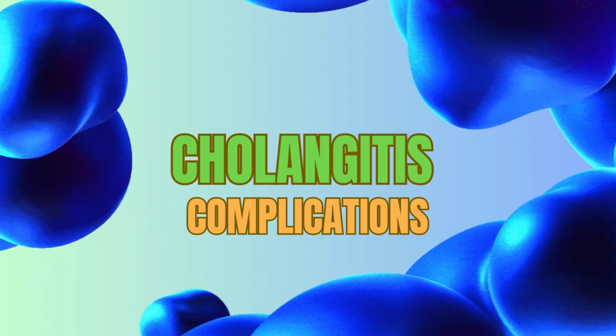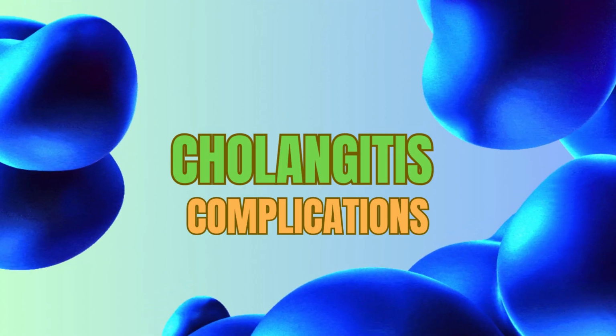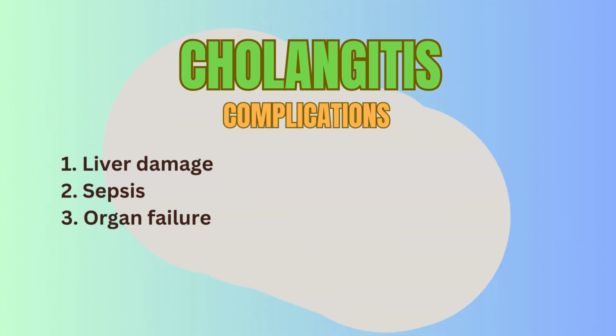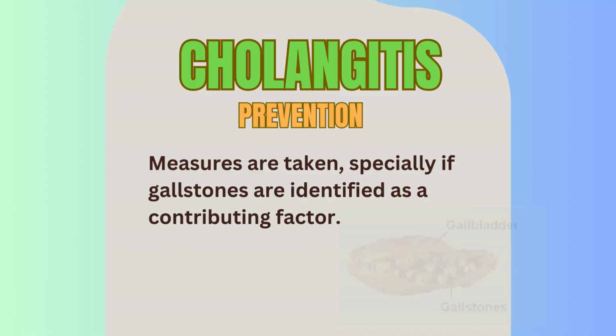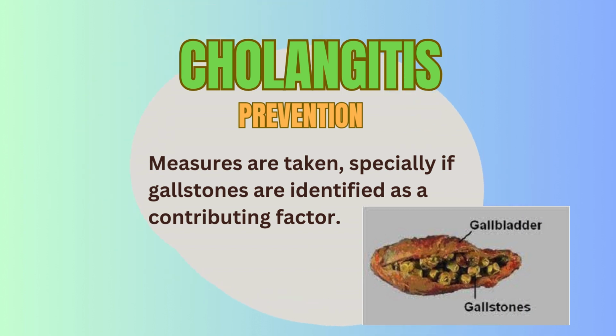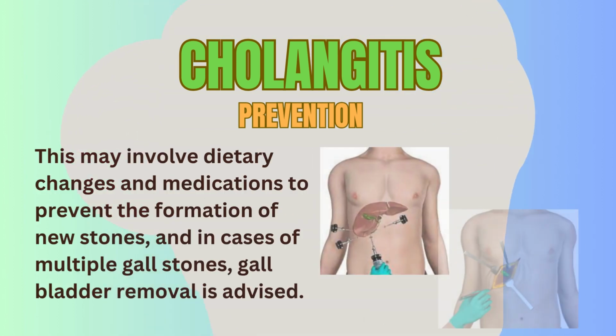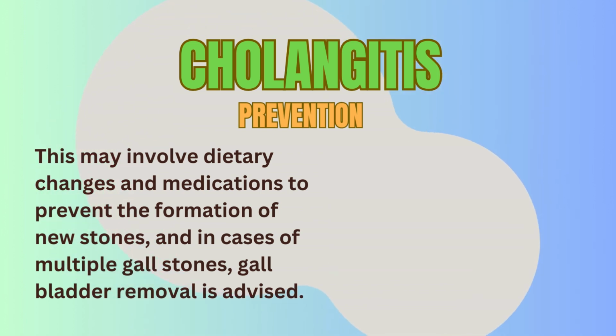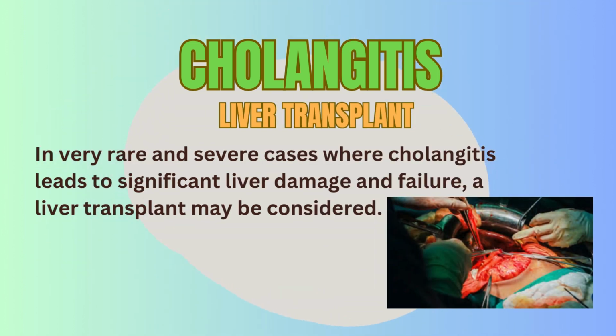Severe cases of cholangitis can lead to complications, such as: 1. Liver damage. 2. Sepsis, and 3. Organ failure. Preventive measures may be recommended, especially if gallstones are identified as a contributing factor. This may involve dietary changes and medications to prevent the formation of new stones, and in cases of multiple gallstones, gallbladder removal is advised. In very rare and severe cases where cholangitis leads to significant liver damage and failure, a liver transplant may be considered.